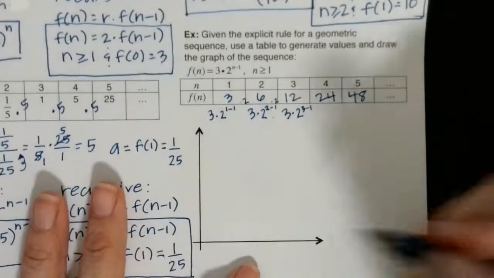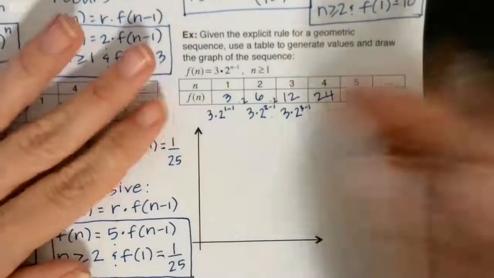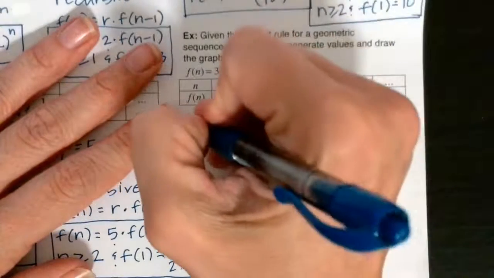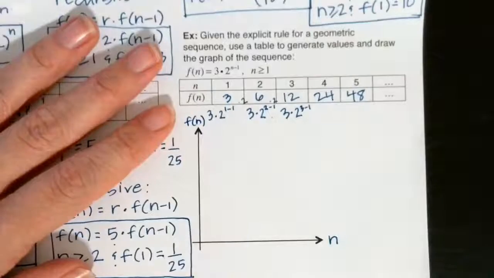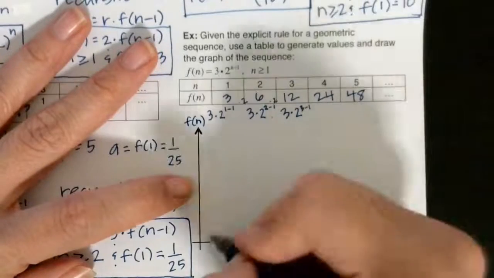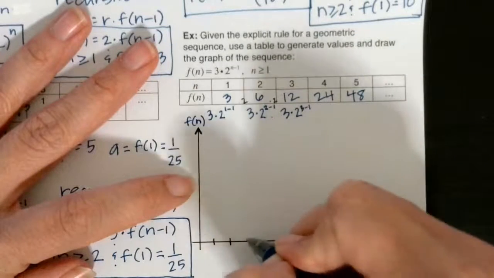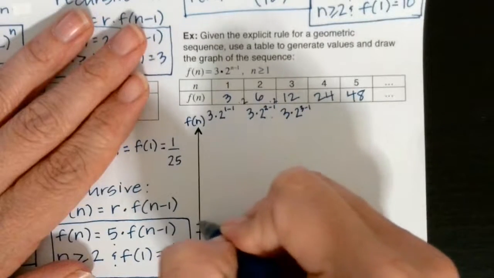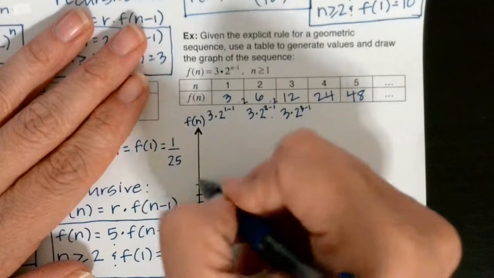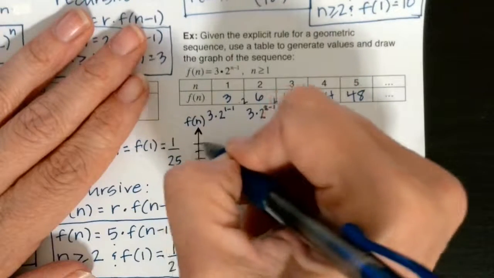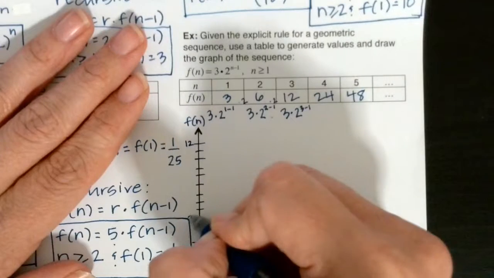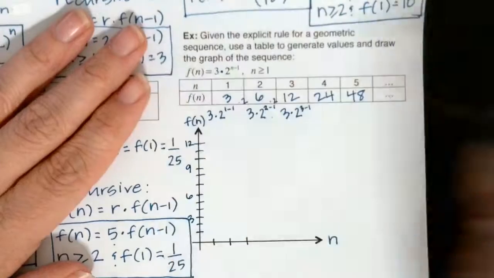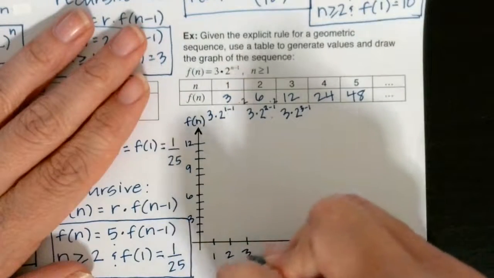So when we graph it, we need to label our axes, and we're not going to label them X and Y. We're going to label them N, because those are the ones we're plugging in, and F of N. And then let's just do the first 3 terms, because that goes up to 12, and I don't really want to graph more than 12. So 1, 2, 3, 4, 5, 6, 7, 8, 9, 10, 11, 12 on the vertical axis, and 1, 2, 3 on the horizontal axis.